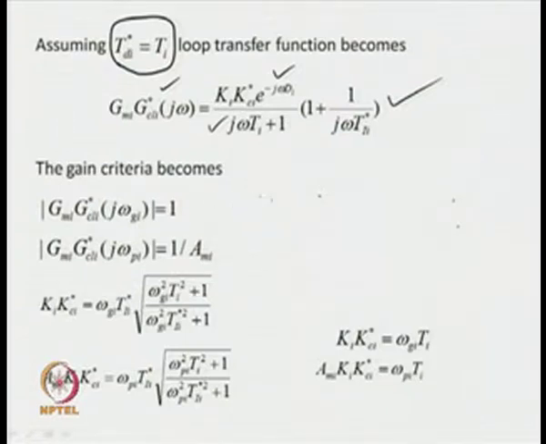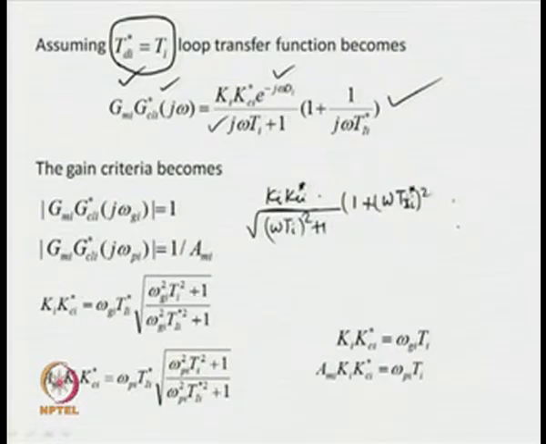Now, the magnitude of the loop transfer function can be further written in the form of Ki KCi star upon (omega Ti square plus 1) times square root of (1 plus omega Ti star square), all upon omega Ti star. So, this gives the loop gain in absolute form.